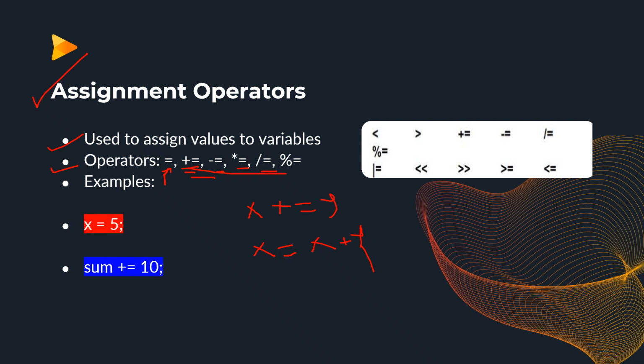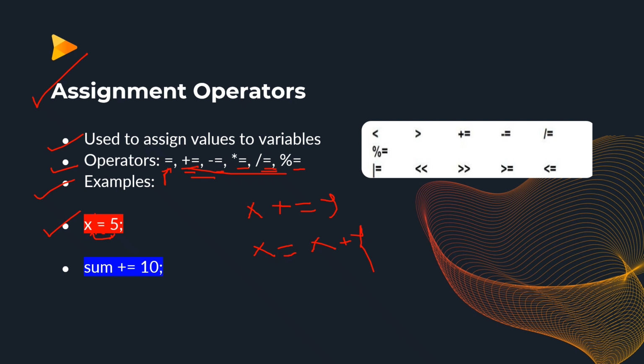After that we can use division or slash equal to. It is used for division, and this is the modulo equal to. So now we have examples. I hope you are already clear, but we will see these examples. So we have x, an integer type of variable, and 5 is a value, and we have assigned 5 to our integer type variable x.